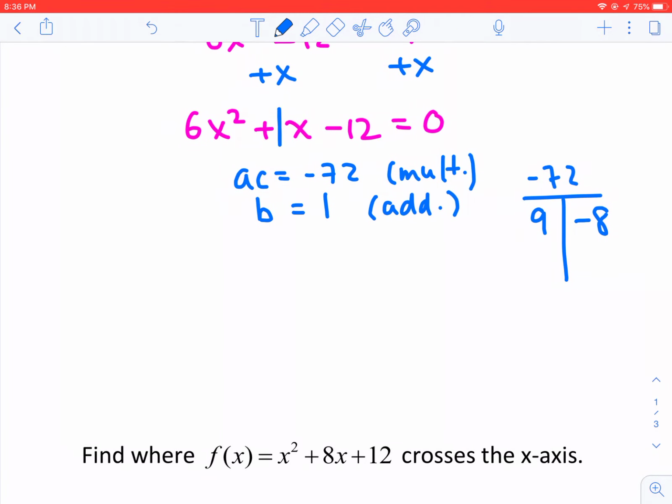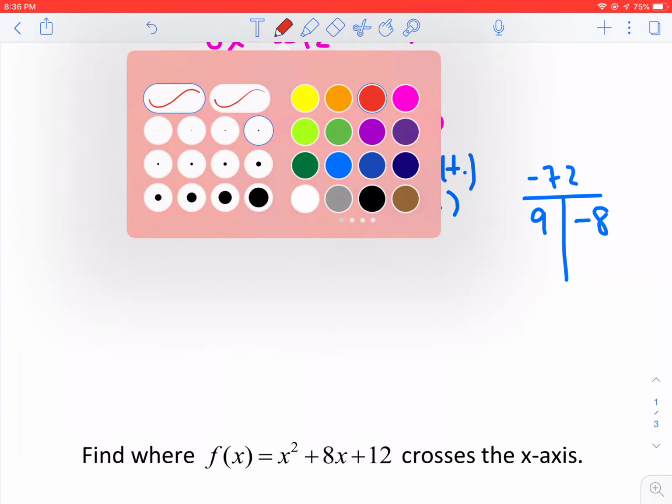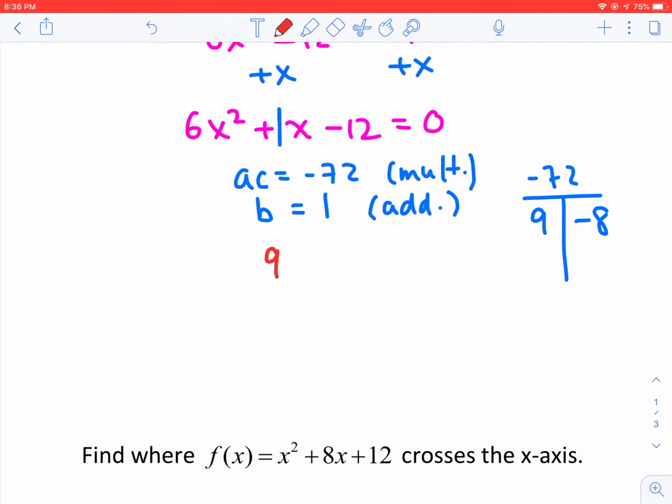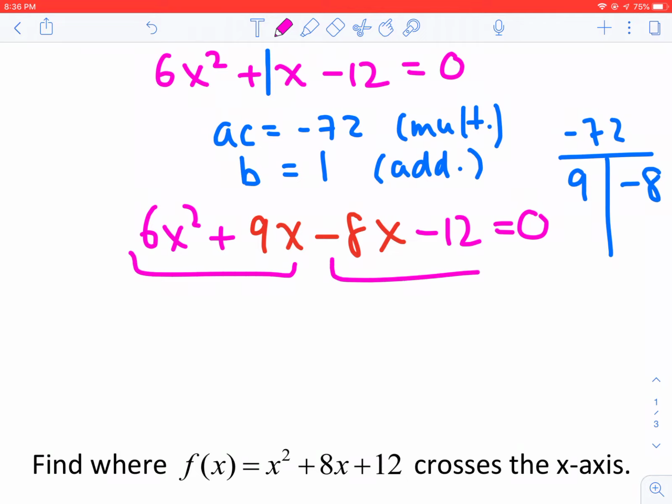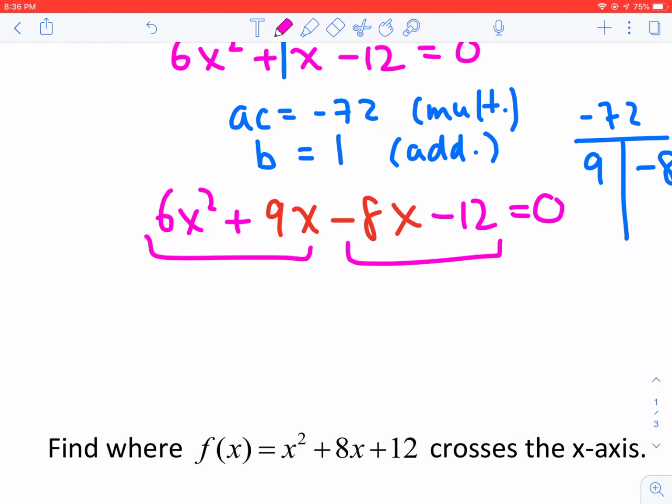So we split up that 1x in the middle into 9x and minus 8x. We drop down the other two terms, 6x squared plus that minus 12 equals 0. So as part of the AC method now, we're going to factor by grouping. Group and group. GCF of 6 and 9, they have a 3 in common. X squared and x have an x in common. Factor out a 3x, we're left with 2x plus 3.